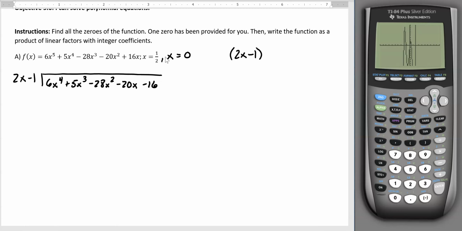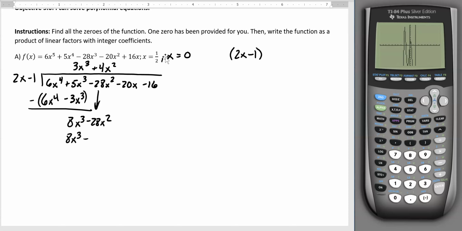2x times what gives me 6x to the 4th? Well, that would be 3x to the 3rd. So that would give me 6x to the 4th minus 3x to the 3rd. When I do my multiplication and subtract, I'd get 8x to the 3rd minus 28x squared. 2x times what gives me 8x to the 3rd? That would be 4x squared. Do my multiplying, 8x to the 3rd minus 4x squared. Do my subtraction. Subtracting a negative would give me a positive, so this would become negative 24x squared.